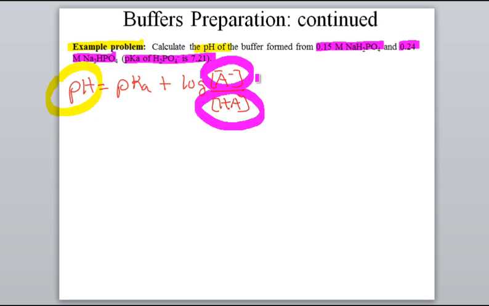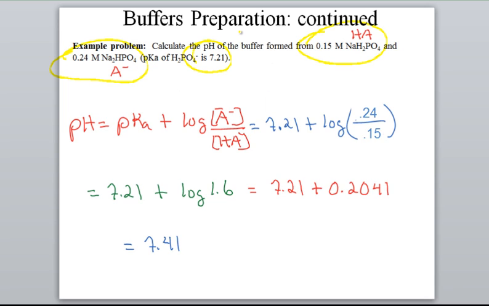When you plug in these numbers and solve, the log there, you need to get the ratio first, that numerical value, and then log it. Just like you log your hydronium ion concentration for the pH. Go ahead and pause the video, plug in the numbers, and calculate the pH. Unpause the video when you're ready to check your answer.